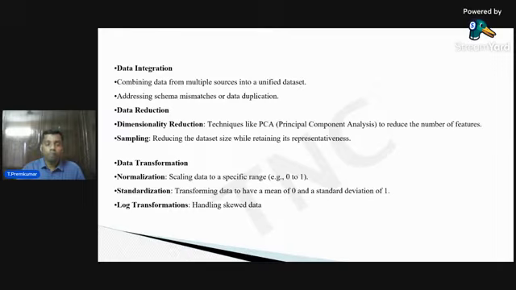And the next one is sampling, which reduces the data size while retaining its representativeness. After removing duplicate and redundant data, we go for the sampling process, which reduces the dataset size while retaining its representativeness. And in the case of data transformation, here is normalization, scaling data to a specific range, from 0 to 1, and standardization, which transforms the data to have a mean of 0 and a standard deviation of 1. And for log transformation, handling skewed data.